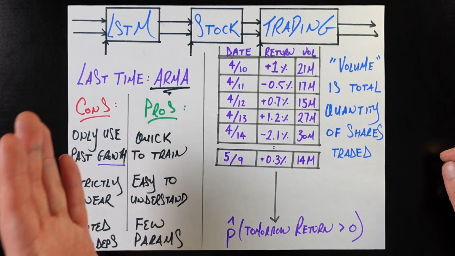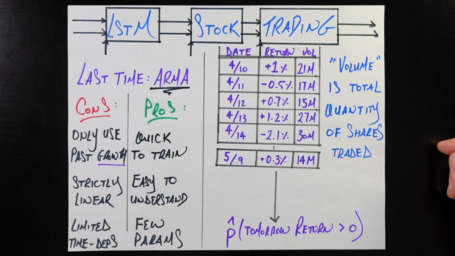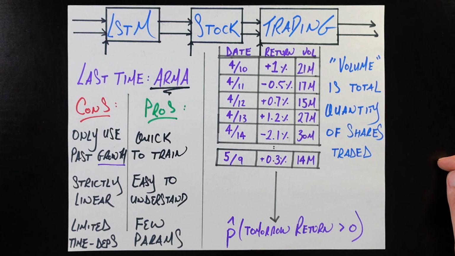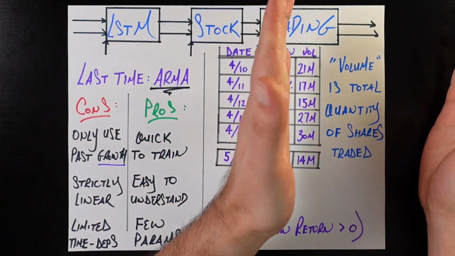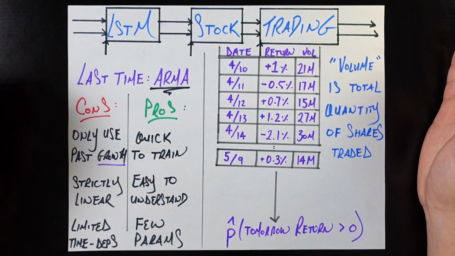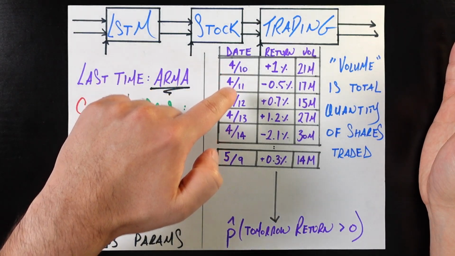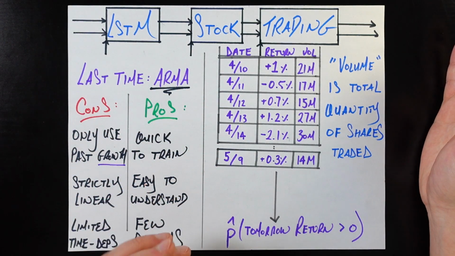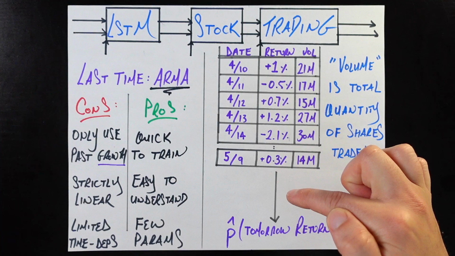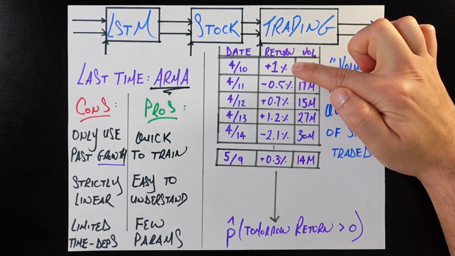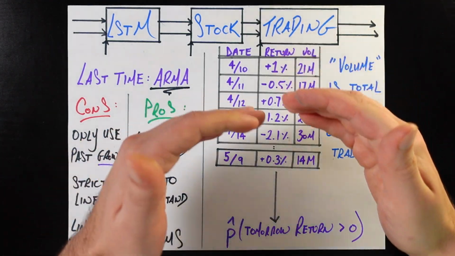So that said, with the cons and pros addressed, let's get into exactly how this LSTM stock return prediction is going to work. When we train this model on a given ticker symbol, we're going to take the historical returns and also volumes of that stock over a 30-day period. You see here is April 10th all the way to May 9th. And we have another column here for the return of that stock. So the opening to closing price on that day: gained 1% this day, shrank by 0.5% this day, and so on and so on.